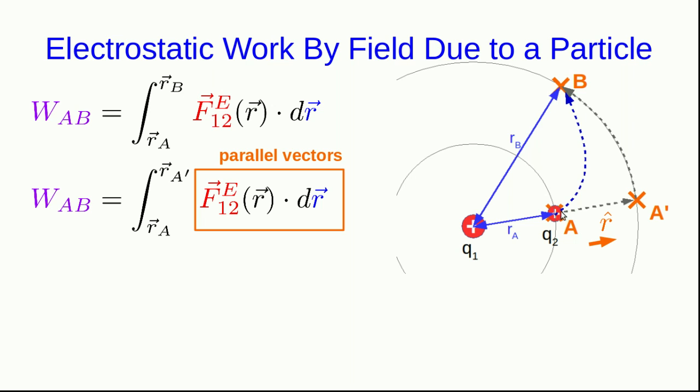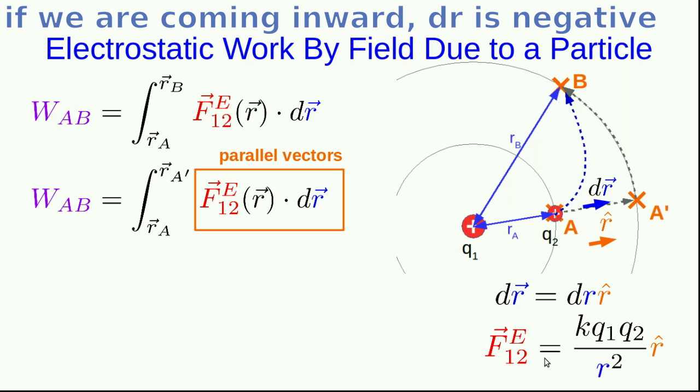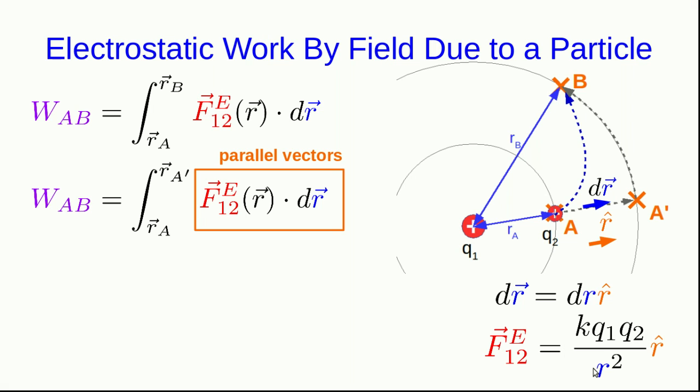Everywhere along here, we can talk about an r hat vector, a unit vector pointing radially out from Q1. And in particular, the dr vector is certainly parallel to that. And so we can write it just as a magnitude dr times r hat. And similarly, the force that 1 is exerting on 2 is in that direction, and so we can write it as the scalar expression kq1q2 over r squared times r hat.